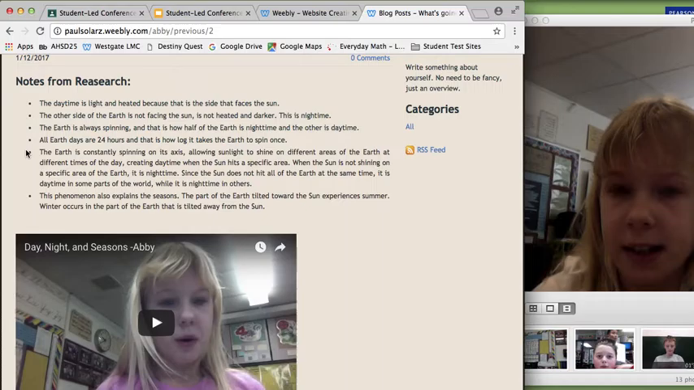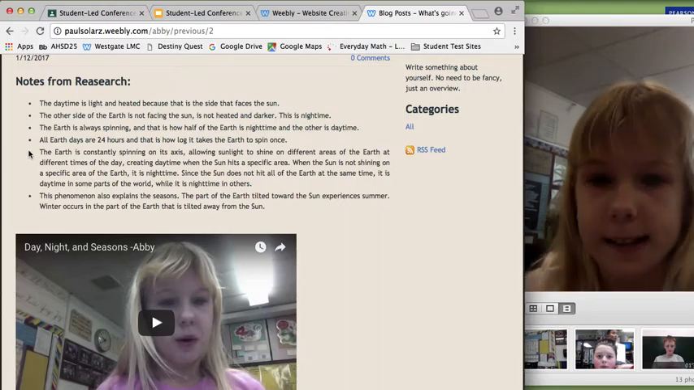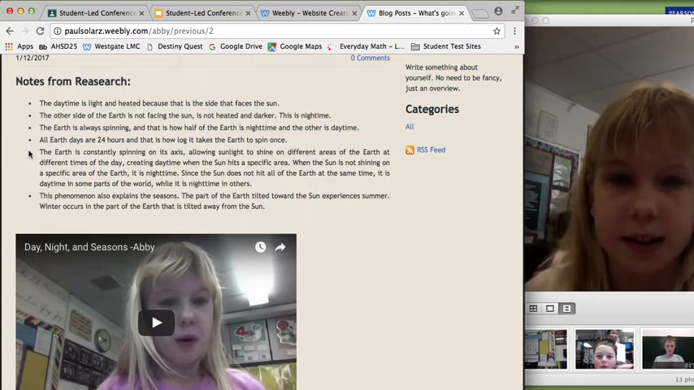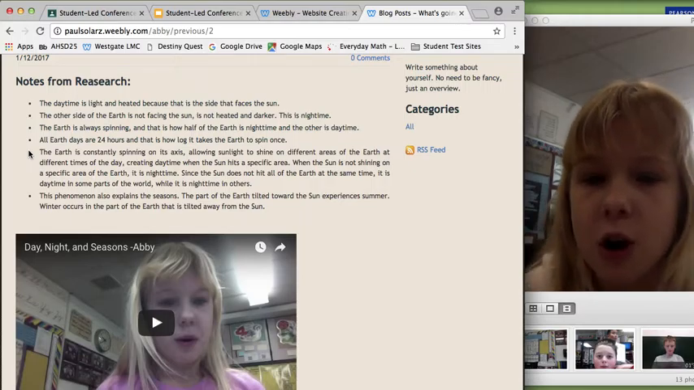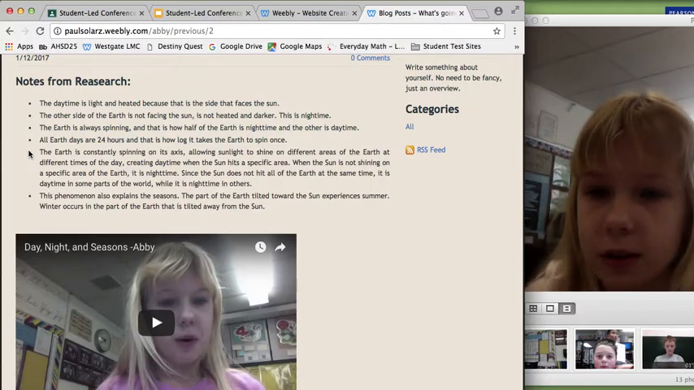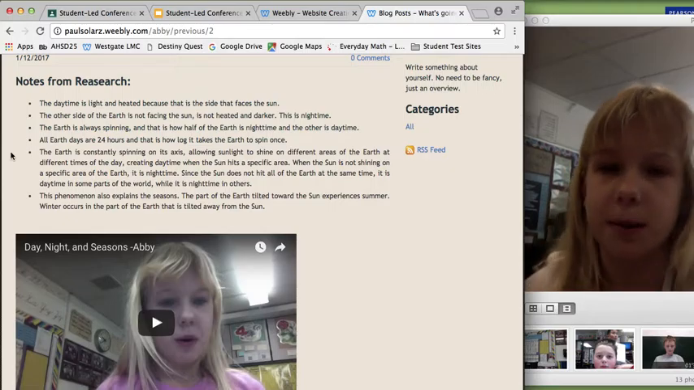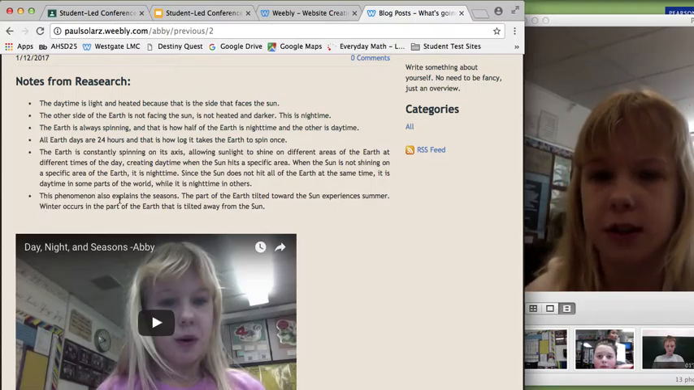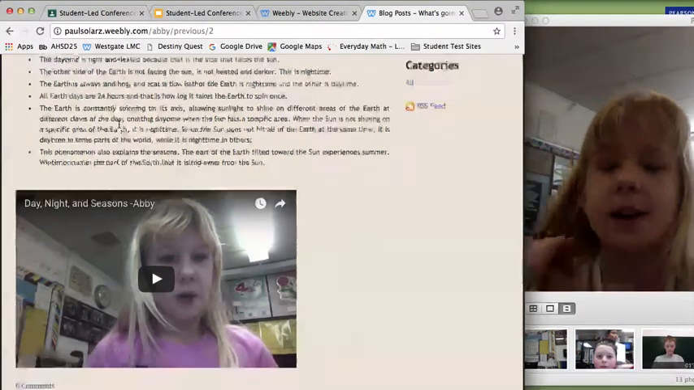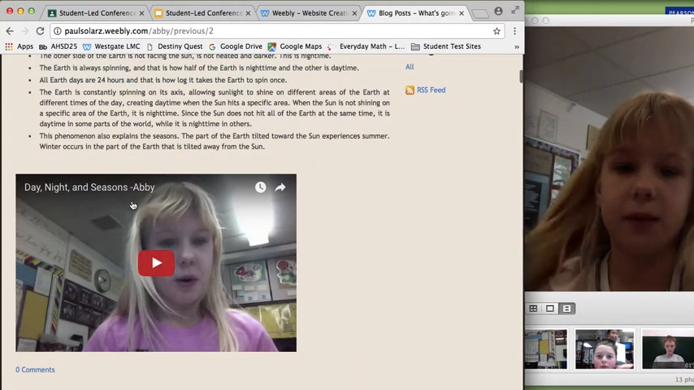Number 5, the Earth is constantly spinning on its axis, allowing the sunlight to shine on different areas of the Earth at different times of the day, creating daytime when the sun hits the Pacific area. When the sun is not shining on the Pacific area of the Earth, it is nighttime. Since the sun does not hit all the Earth at the same time, it is daytime in some parts of the world and nighttime in others. And this also explains the seasons. The part of the Earth tilted toward the sun experiences summer. Winter occurs in the part of the Earth that is tilted away from the sun. So we learned all about that, and then I explained a video about that.